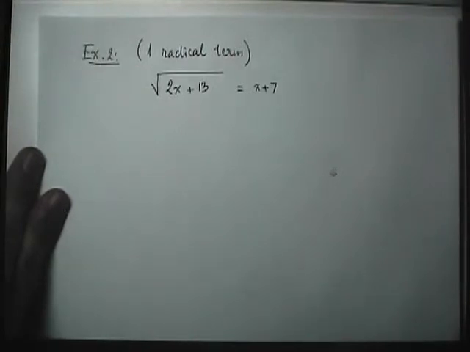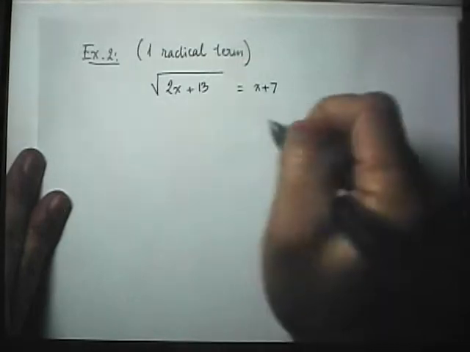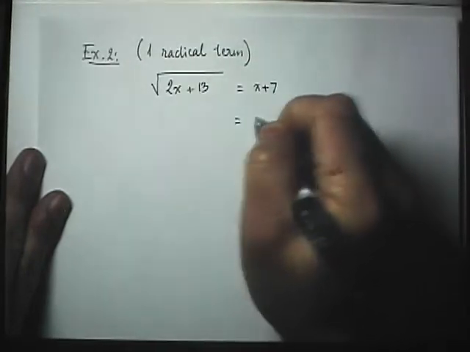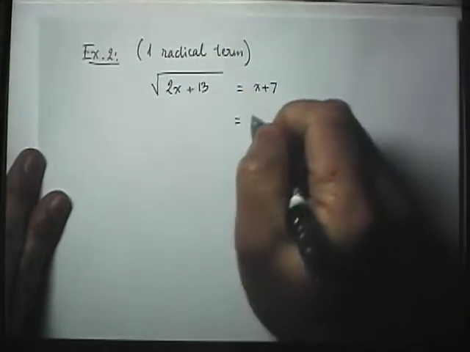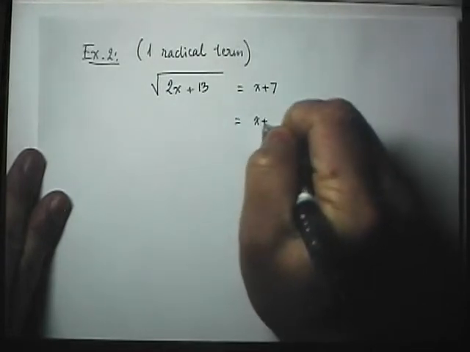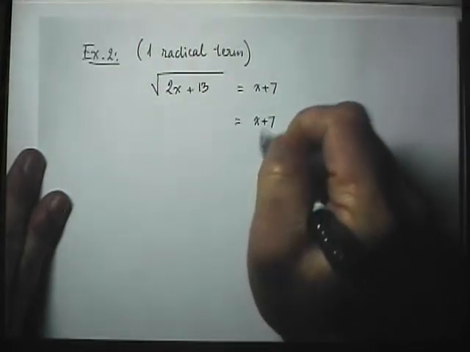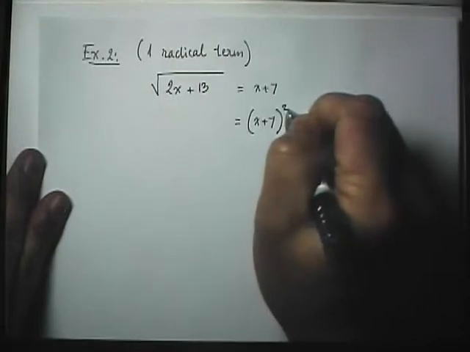Later on when we start dealing with equations with two radical terms, things are all of a sudden going to become significantly more challenging. So once again, at this point, all you have to do is square both sides. So my right hand side, to square it, make sure you square the whole thing. So x plus 7, all squared.